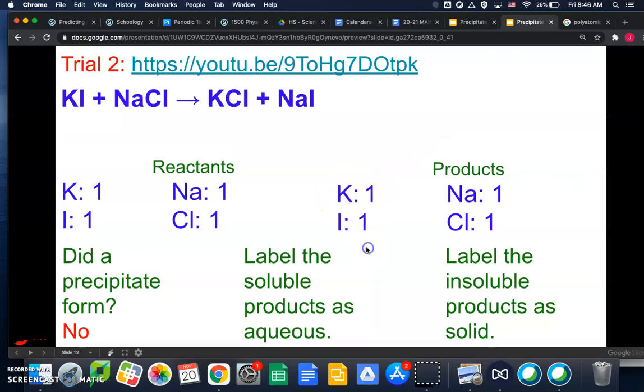So this one was definitely no precipitate formed. So then we're going to label the soluble products as aqueous. Well, if there's no precipitate, they're all soluble, so we don't even need to look at the chart. They're both going to be aqueous. You could look at the chart for potassium chloride and sodium iodide, but you would see that they're both soluble. So you don't really even need to look at the chart for this one, because when you watch the video, you see that it comes out clear.